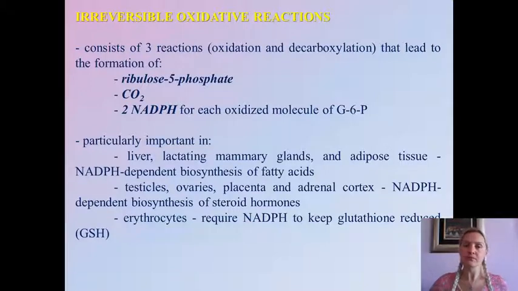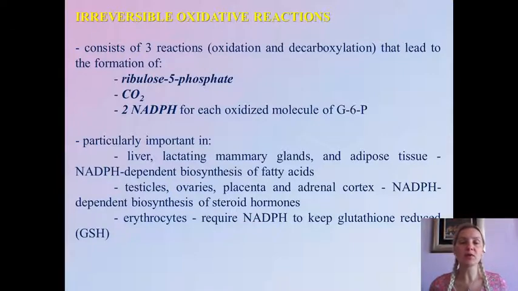And further on, and it's going to be emphasized later as well, it's particularly important in erythrocytes because they require NADPH to keep reduced glutathione levels at a certain physiological level, as a front line in the defense against oxidative stress.